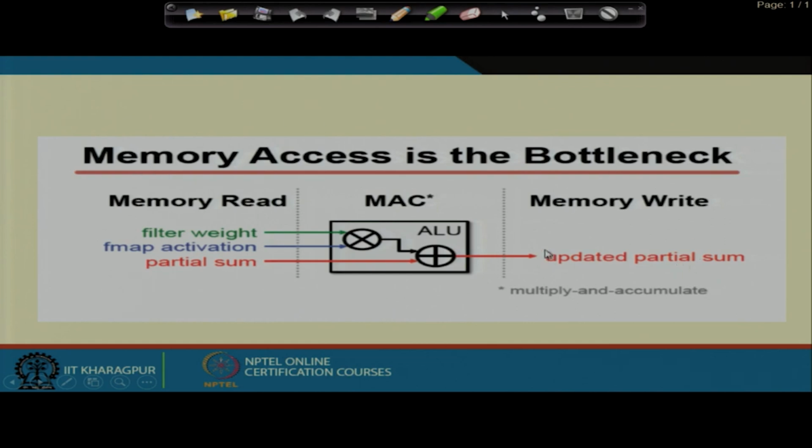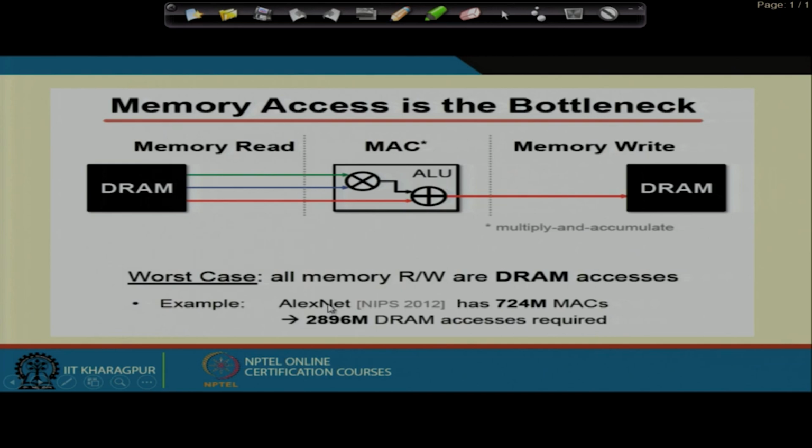memory. So if I have to train using AlexNet, which has 724 million MAC operations, the memory access requirement will be 2896 million DRAM accesses. As we know, accessing the memory, whether for read or write, consumes more power. So if we have to develop an efficient circuit, or close the gap in the energy requirement in hardware, we have to reduce the corresponding memory access.